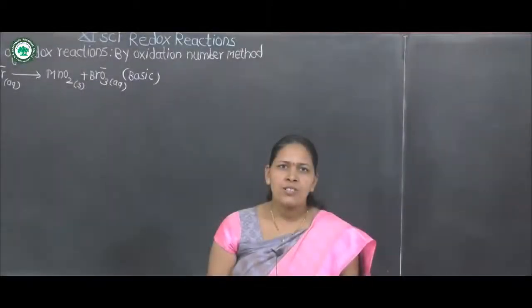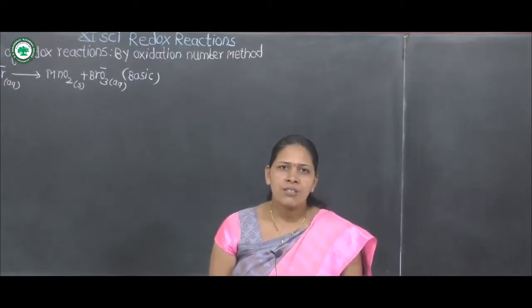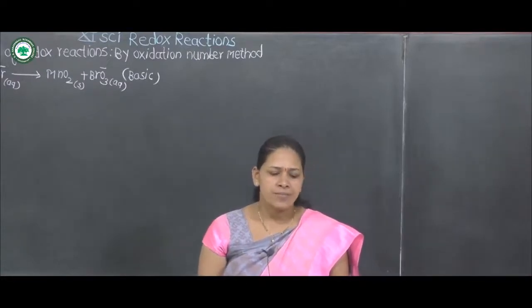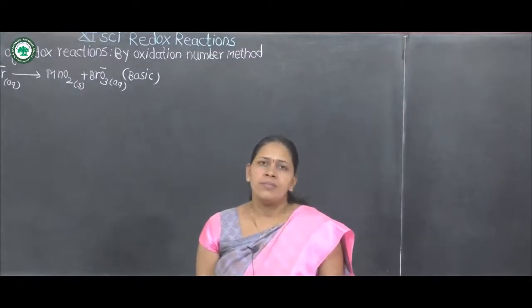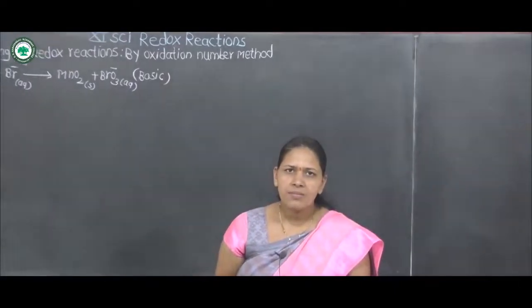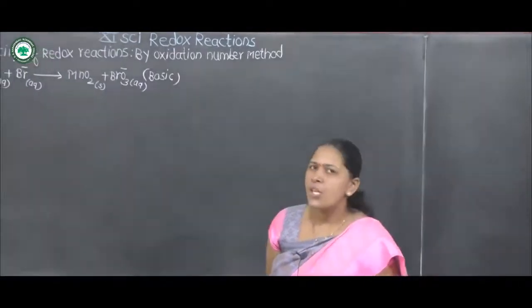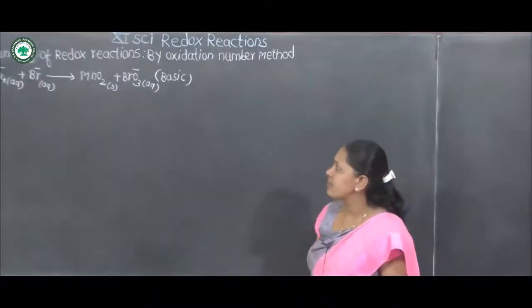Good afternoon, students. In the last lecture we studied balancing of redox reactions by the oxidation number method. The next example of balancing a redox reaction is: balance the following redox reaction by the oxidation number method in a basic medium.